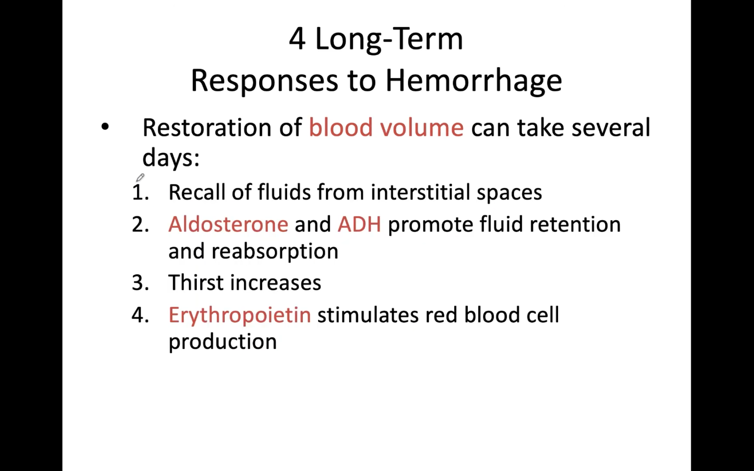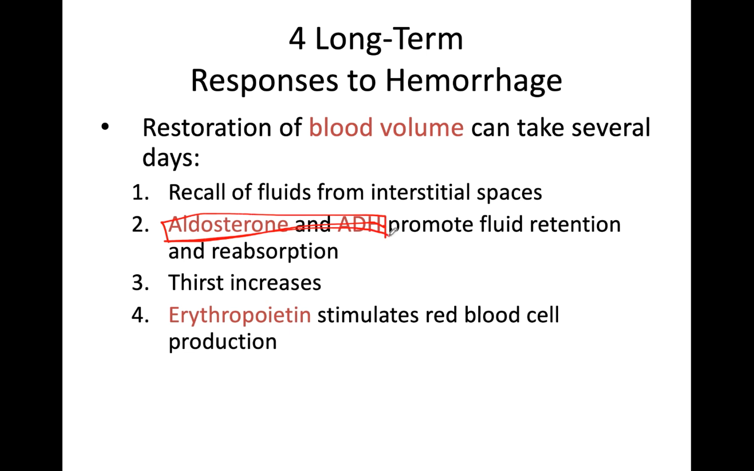Then you have the long-term ones, like if you're bleeding for a long amount of time, so you have a lot of blood loss, what is your body going to do to make sure that your essential organs don't shut down and that you don't die? Well, number 1, it starts absorbing fluid from your tissues back into your blood vessels. Number 2, ADH and aldosterone, 2 hormones, are going to ensure that you don't lose more fluid in the kidneys.